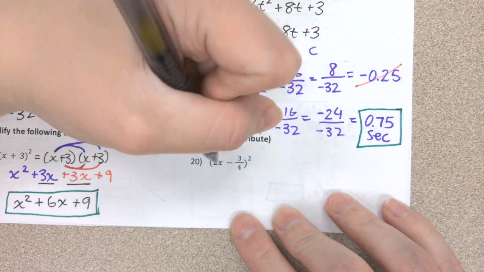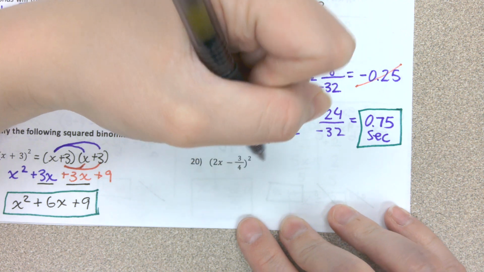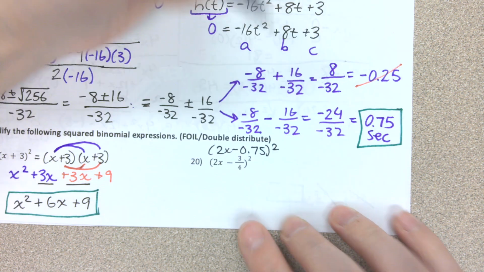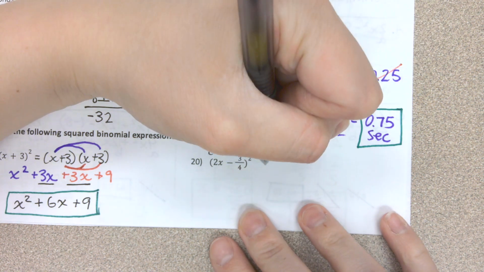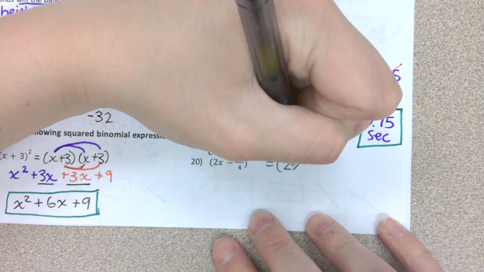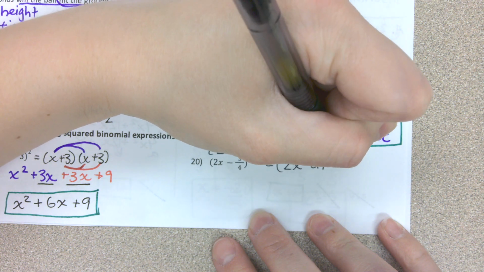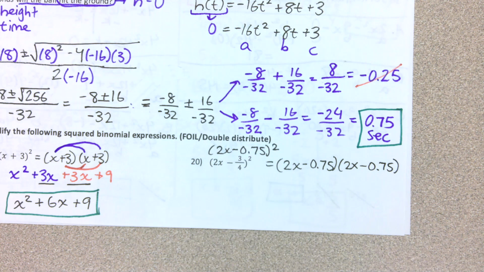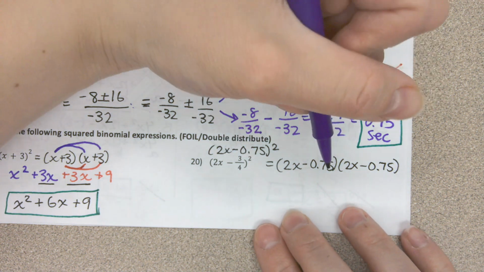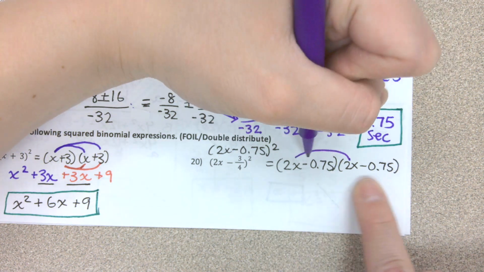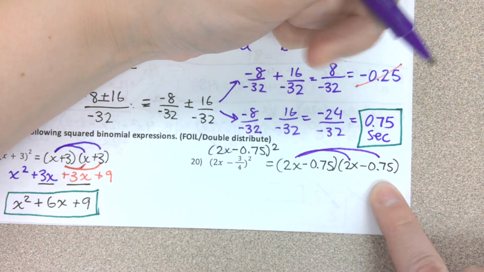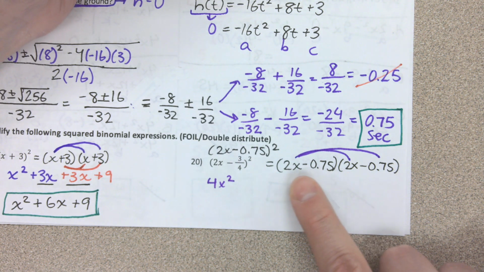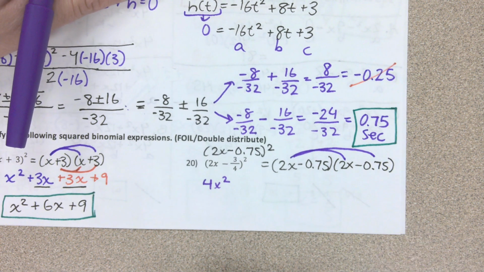Let's rewrite this as 2x minus 0.75 squared. Now let's write this twice. 2x minus 0.75 times 2x minus 0.75. And let's double distribute. So first we distribute the 2x into this second set of parentheses. 2x times 2x, that's 4x squared. 2x times negative 0.75, no worries.